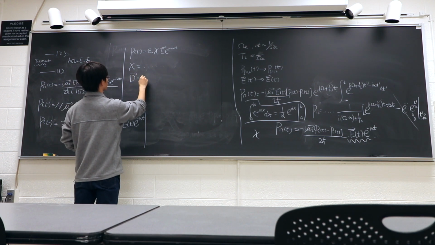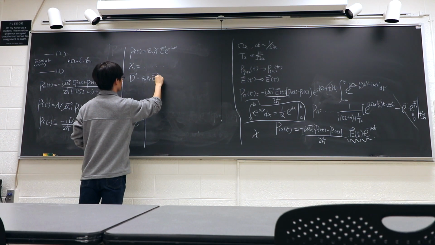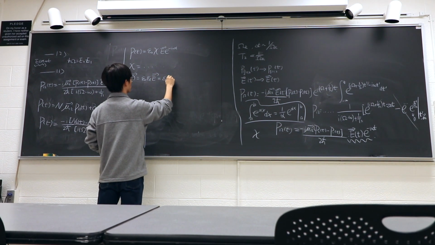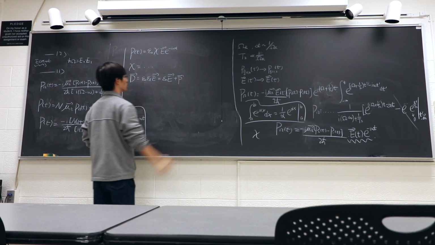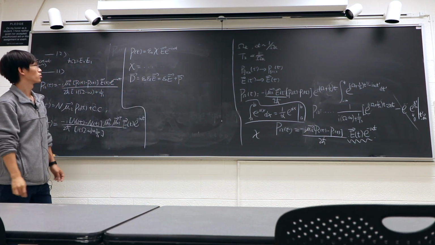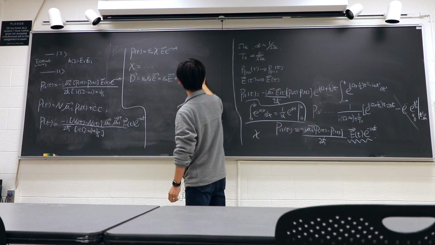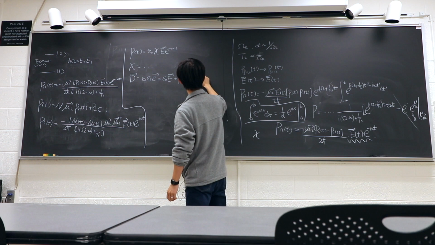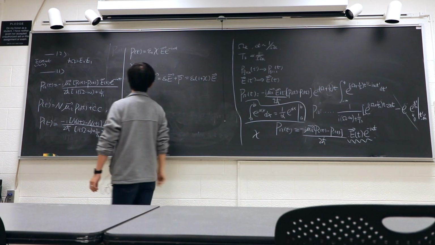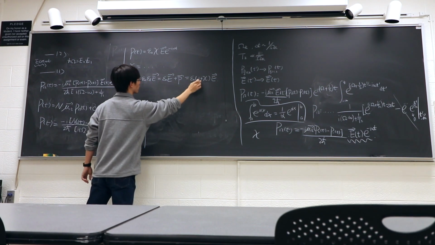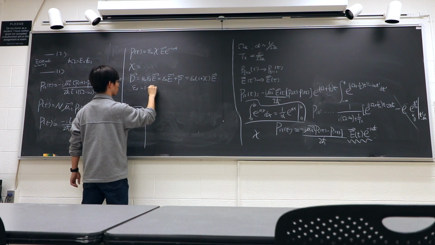xd equals epsilon r e equals epsilon e. Right? This is how we write it. And then you get epsilon (1 plus chi) e. So we have our relative permittivity equals 1 plus chi.